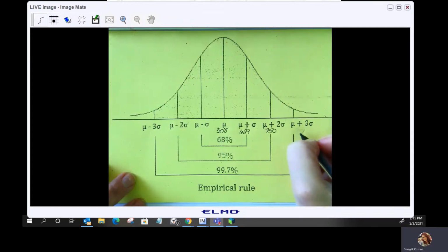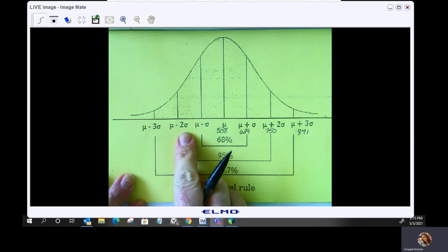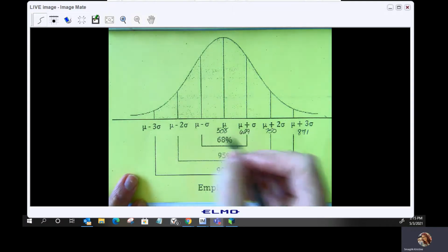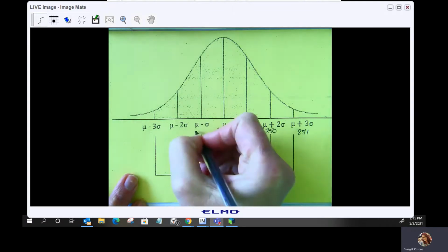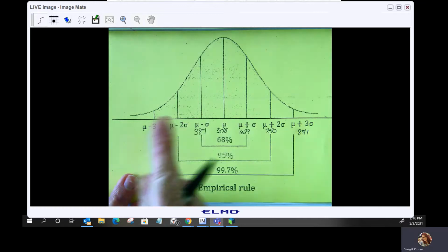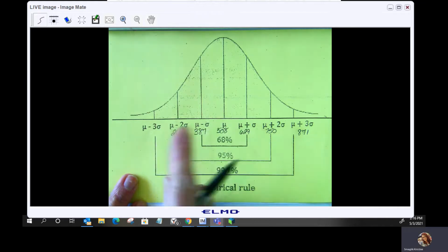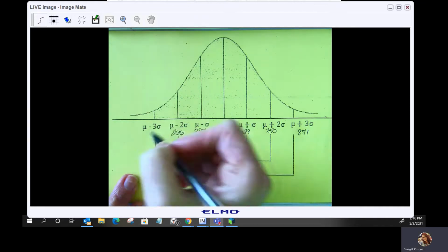That kind of ran together, 871. And now as I go to the left of the mean, I subtract. So 508 minus 121 is 387. Subtract again, 266. Subtract 121 again, we get 145.